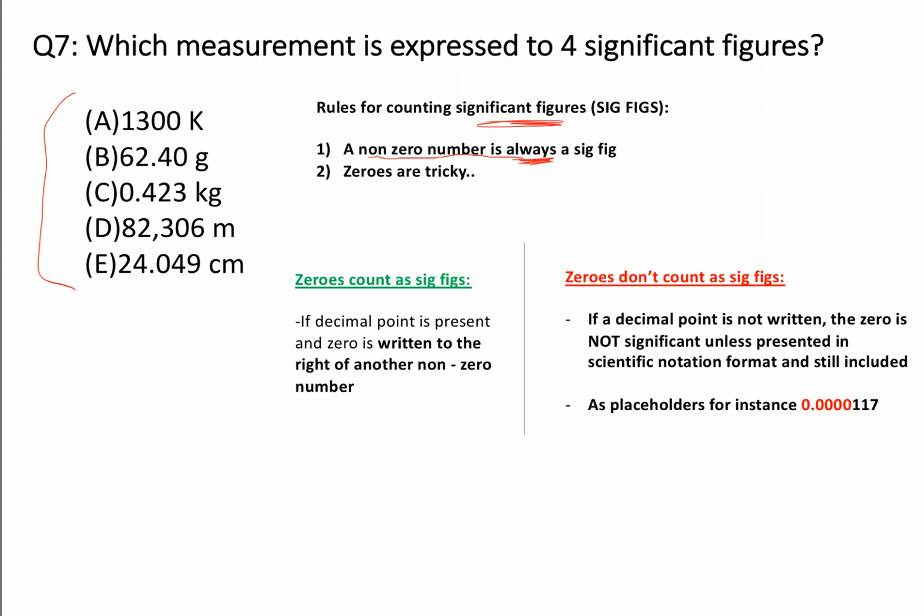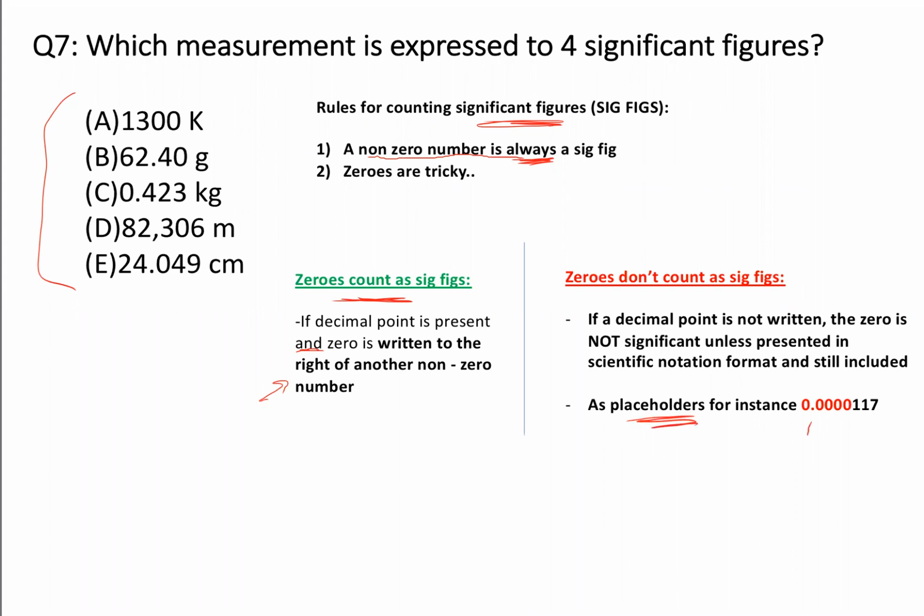So zeros do count if a decimal point is present in the number and the 0 is written to the right of another non-zero number. Both of those things are true. Our zeros will count as significant figures. Now, on the other hand, sometimes zeros do not count as significant figures. If a 0 is a placeholder, it does not count.